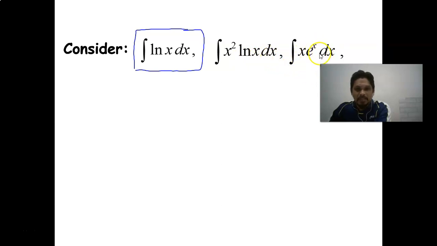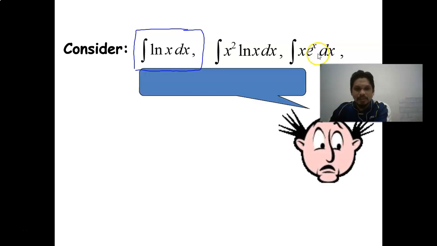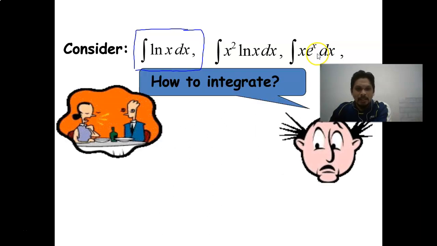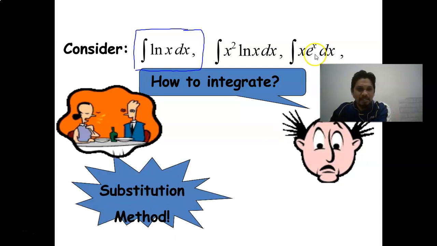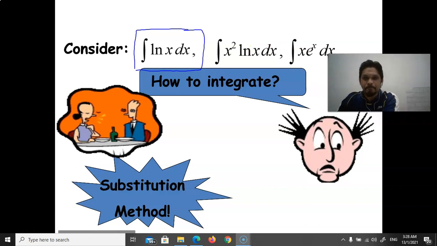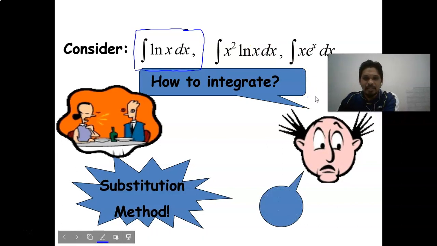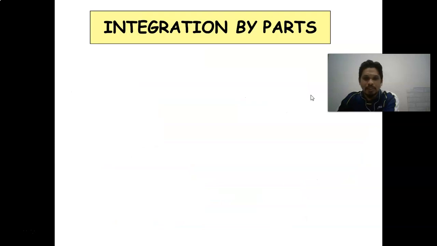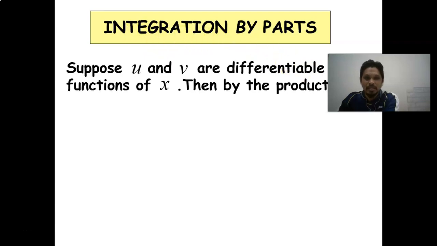For this one, we cannot simply use the substitution method. We cannot simply substitute and find the u and du for this kind of question. So this means we need to come up with a new method, as we mentioned. Look at here, it is integration by parts.